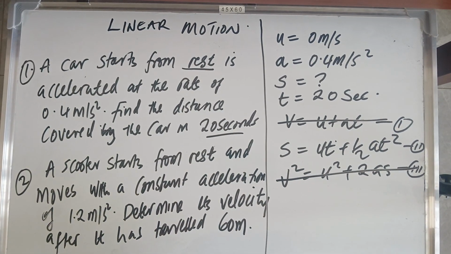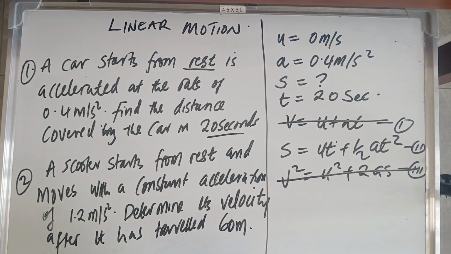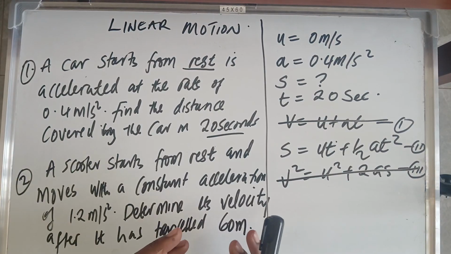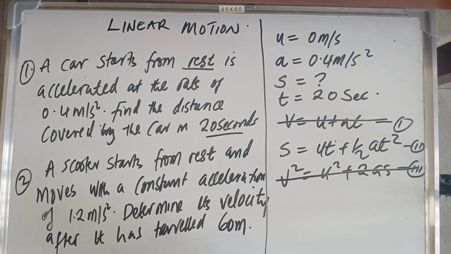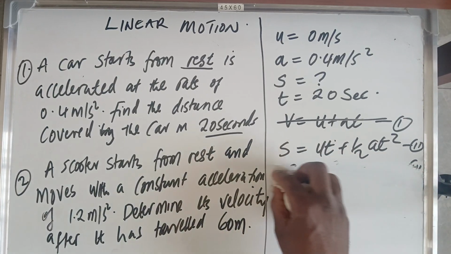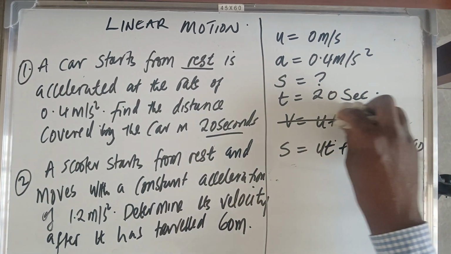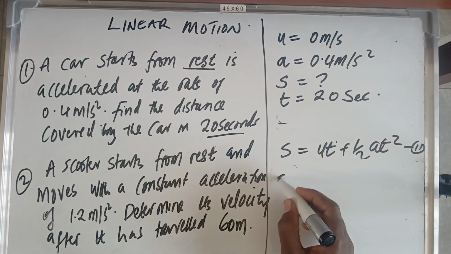Now, this is how you select the equation to use. No matter how complex the question might be, if you go by this method, you are very sure that you are going to get to the right equation. So we have removed that equation, and we have also removed that equation. So we can solve the question.